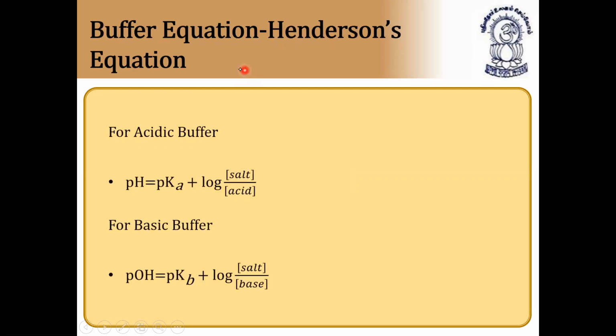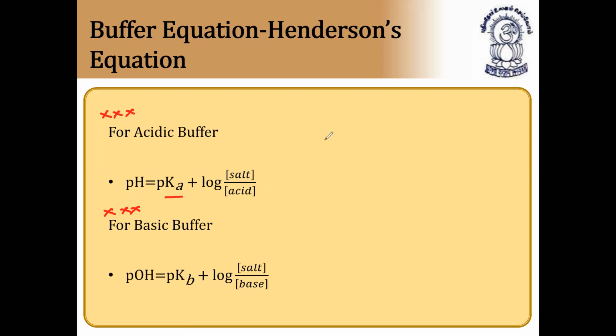Buffer equation, Henderson equation, very, very important. So how to calculate pH for acidic buffer solution and pH for basic buffer solution. So pH for acidic buffer solution is pKa, that is negative logarithm of Ka, plus log of concentration of salt by concentration of acid, where pKa is nothing but the dissociation constant of acid.